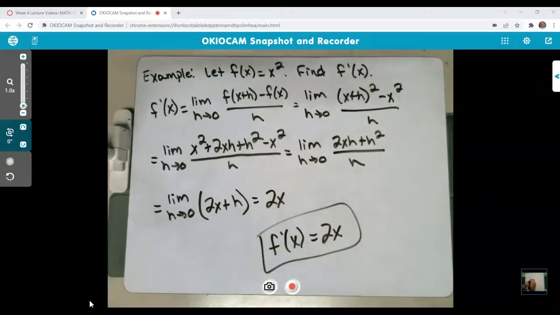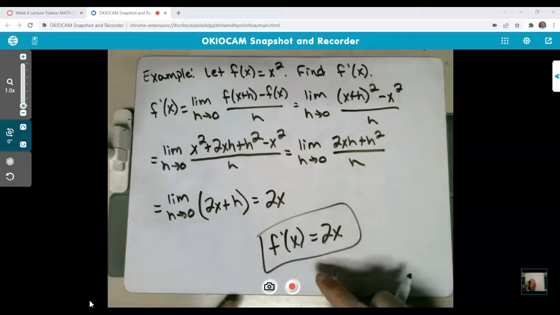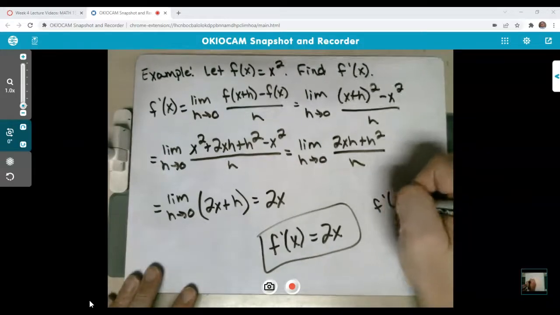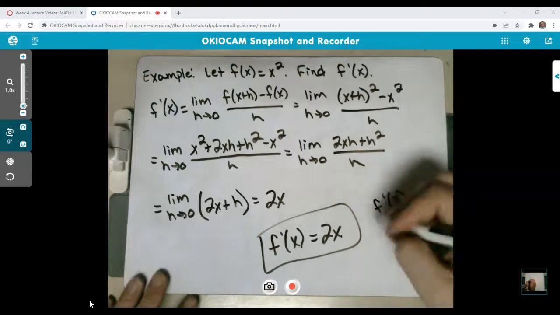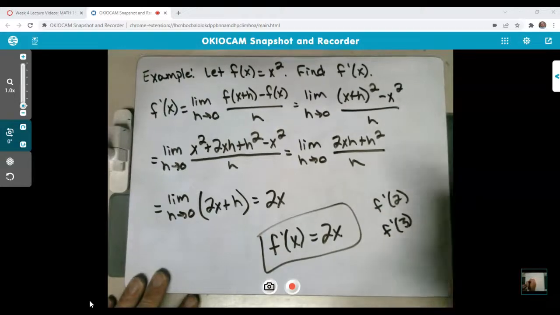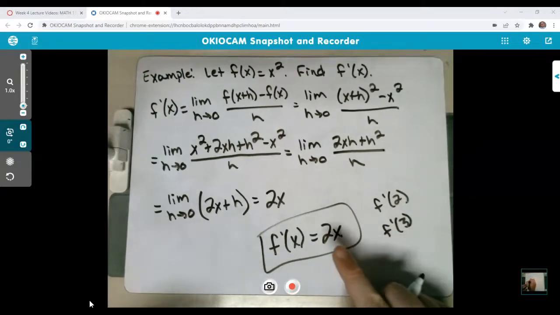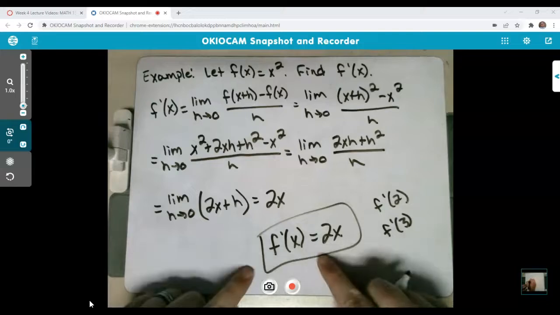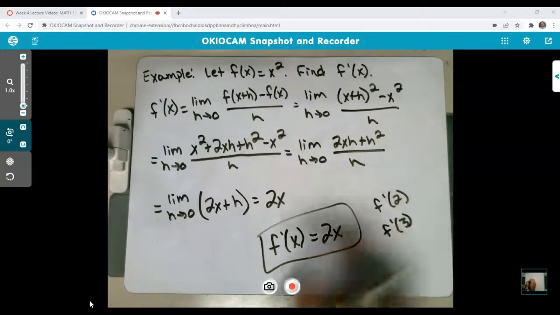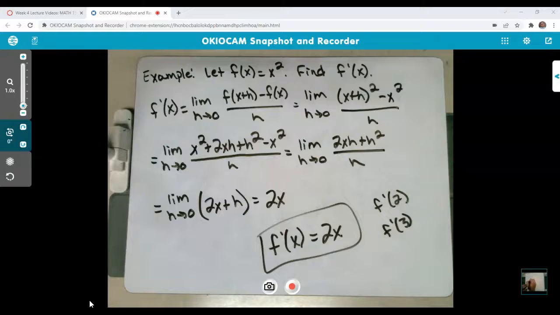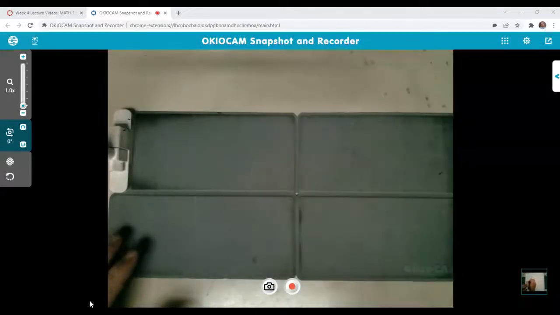The good thing about that is now that I have this, if they ask for f prime of 2, I could just plug in 2. If they ask for f prime of 3, I can just plug in the 3. So having this means I can find f prime of whatever x I want to. Let's do another example.